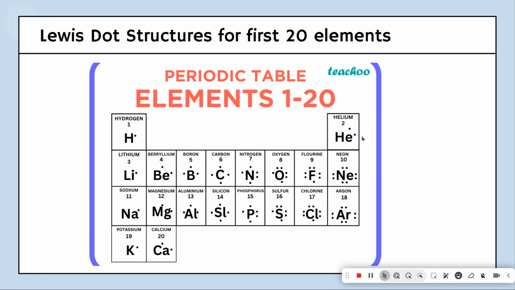All right, so that is just a little lesson on how we are going to represent elements and the electrons that are going to influence their physical and chemical properties and how they bond.